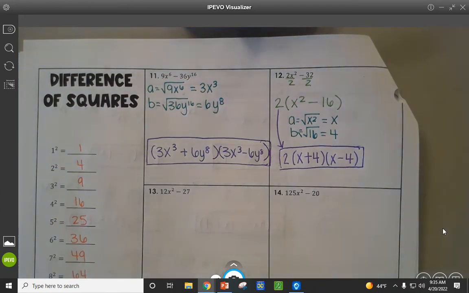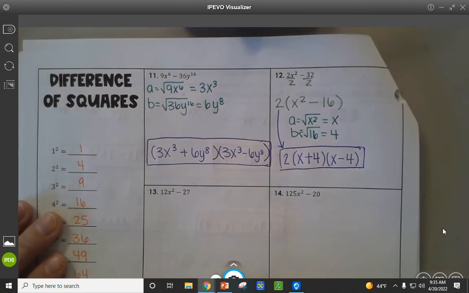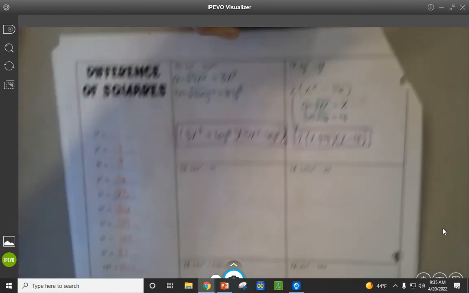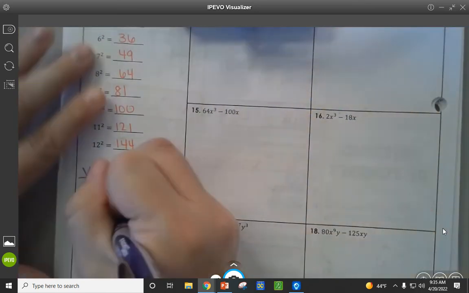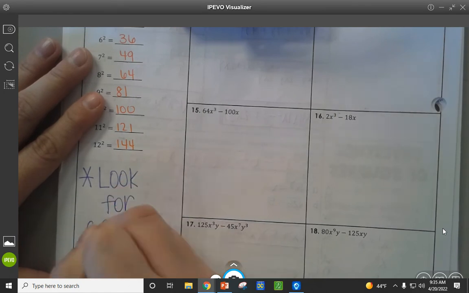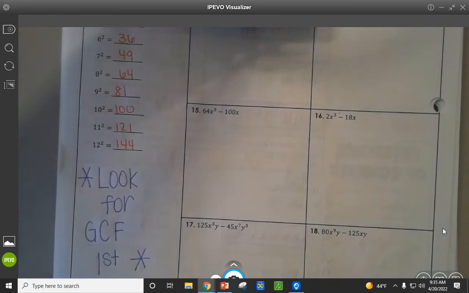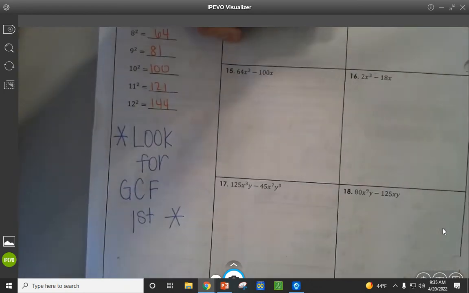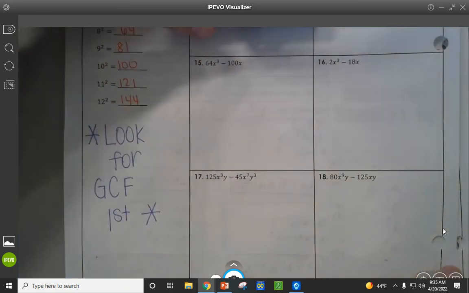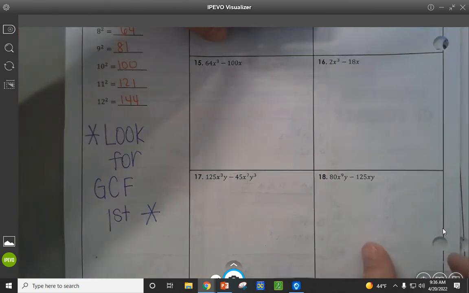I'm going to make a note really big over here. Look, you can't see that. For GCF first. Every problem we do, you should do that first. So before you even start doing any other factoring, you always need to look to see if there is a GCF. See if there's anything that they all have in common.